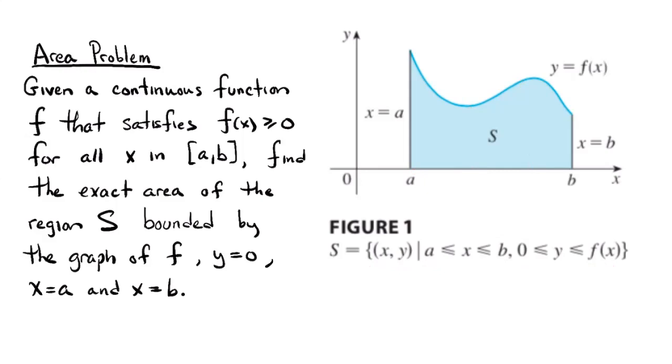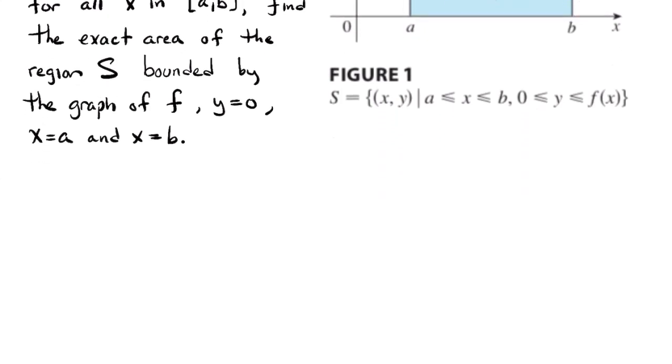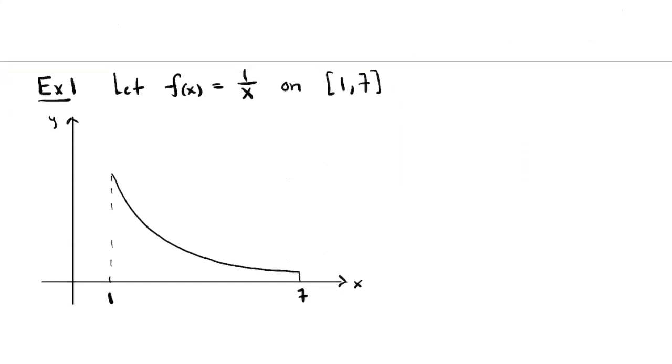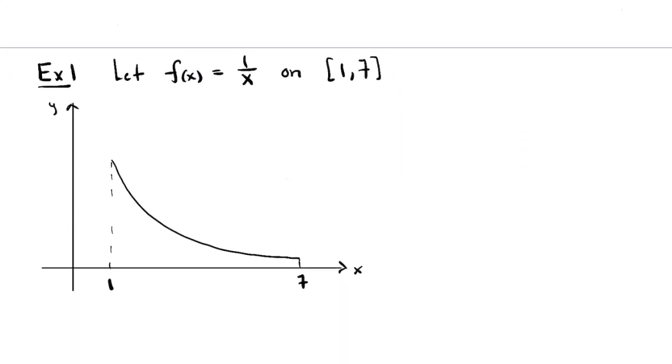Cool. Okay, so how are we going to solve this area problem? Let's look at it in an explicit example to start us off. Suppose my continuous non-negative function is just 1 over x, and I've picked the interval from 1 to 7. So I'm going to start off not by solving the problem, but rather by estimating a solution to it.